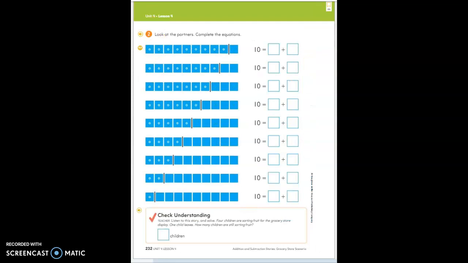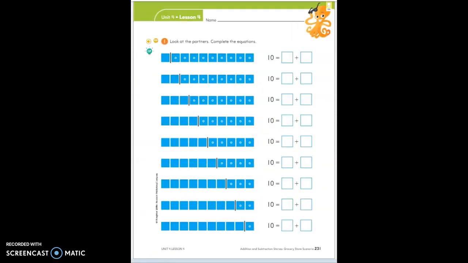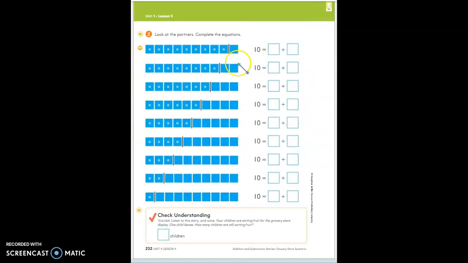Alright, kindergarten, we were just on this page and now we're going to turn the page. Remember, you're completing the rest of those. We did the first 2 together. You're going to do the rest on your own and then turn the page. There are more. We're going to look at the partners, complete the equations. Remember, we said equations from yesterday are just math problems or math sentences.